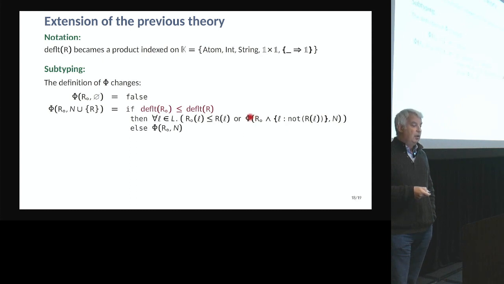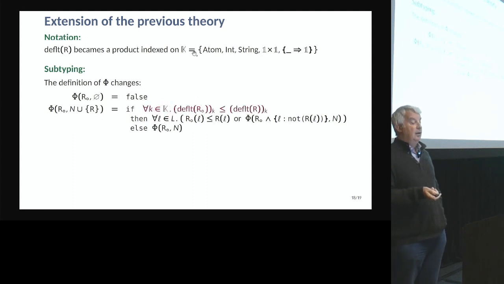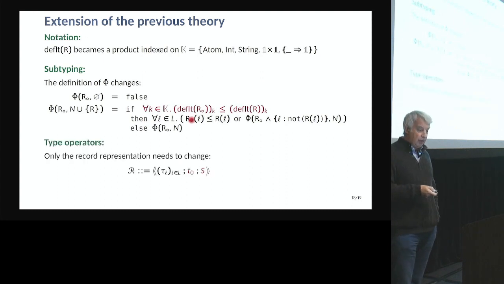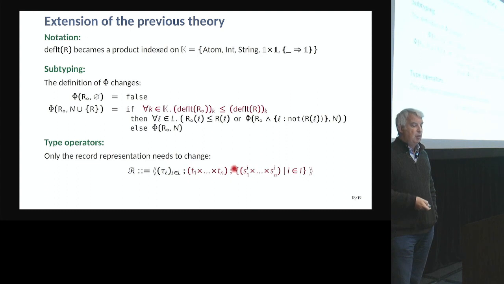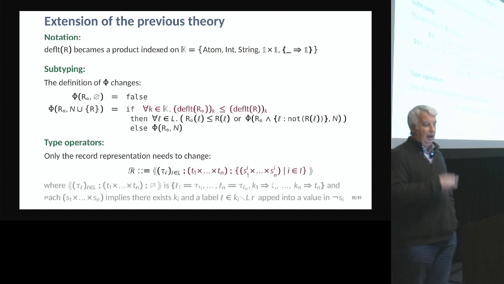And the only things that you have to modify now for this case is just this red part. That is, you check the default value for all the key types. And finally, for type operators, you have just slightly to change the representation here. Instead of having a single default type and a set of types, what you have is a tuple of types and a set of tuples where each component corresponds to one different result type. And it has a meaning that you can see in the paper.